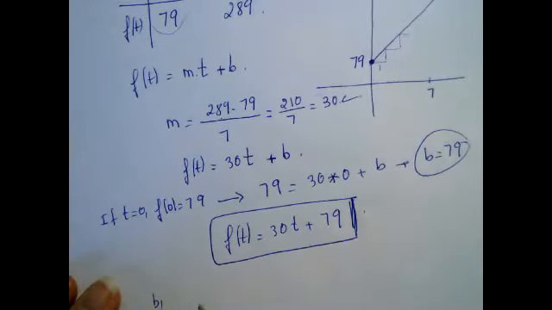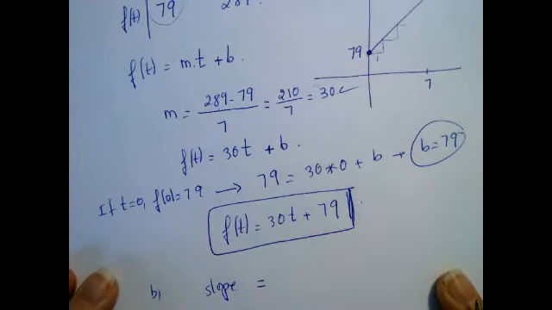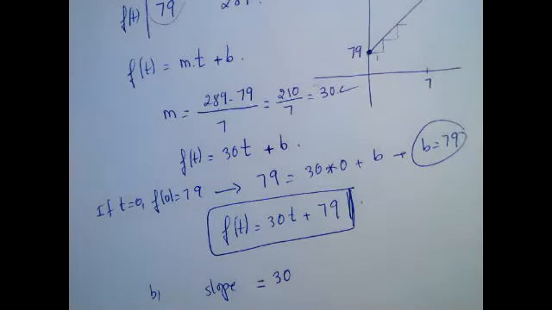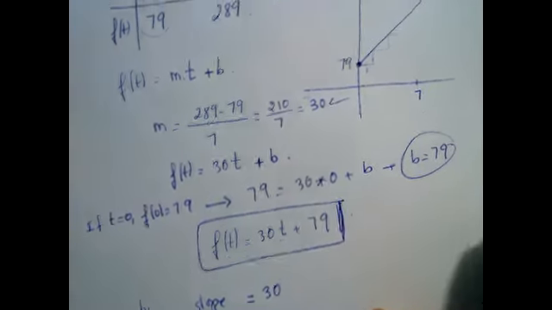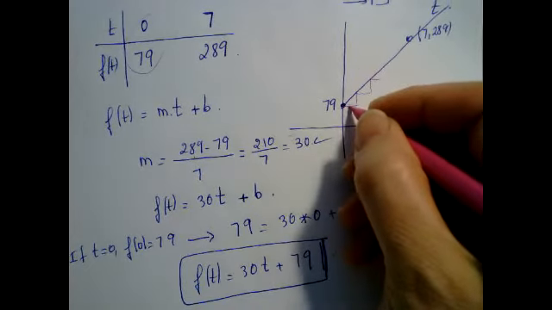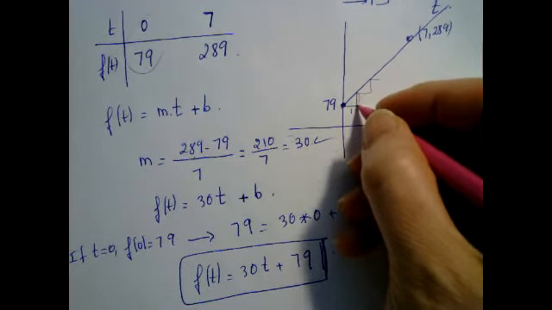Part B is the slope and unit, and explain its meaning. The slope is 30. What's the unit? I stop right there. I want you to look over the problem. What does the slope tell me? Whenever you think slope, interpret the slope, go back to your picture and say, okay, the slope is, if I move by 1, something changes. The slope is the change per unit.